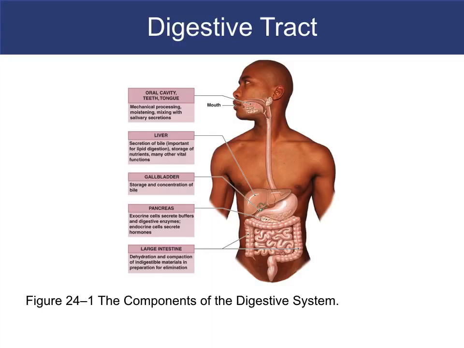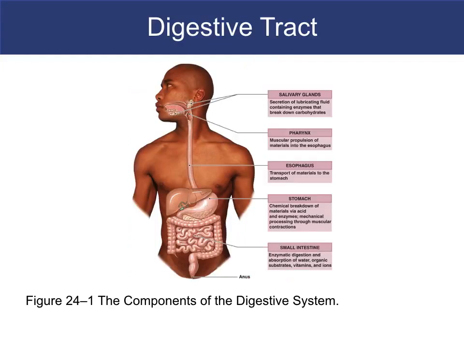Little picture here of the system. We're gonna go through all of these different parts of it. Oral cavity, teeth, tongue, liver. Here's the esophagus coming down here. Gallbladder, pancreas, large intestine.